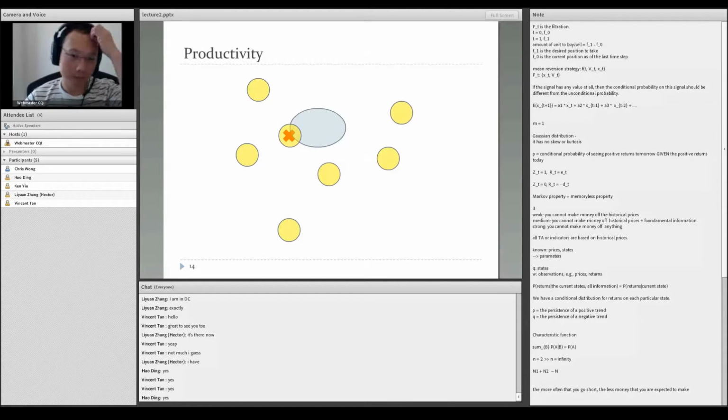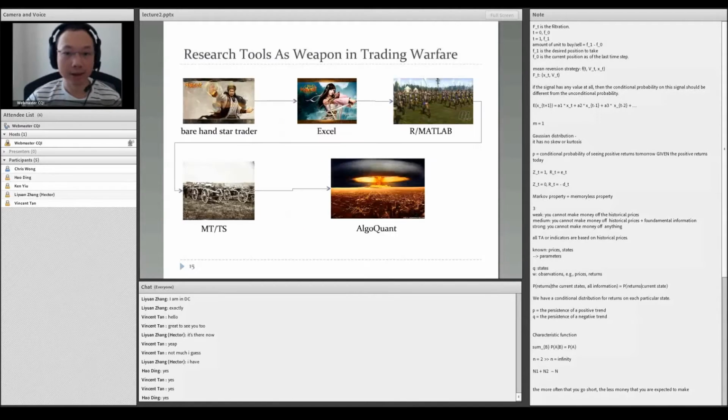So the idea is that research tools are like weapons in trading warfare. If you're a smart trader 30 years ago, like Warren Buffett, I don't know, you don't rely on technologies. So basically, you're fighting with your bare hands. You fight without using any weapons. That might be all right when there was no technology available, okay.